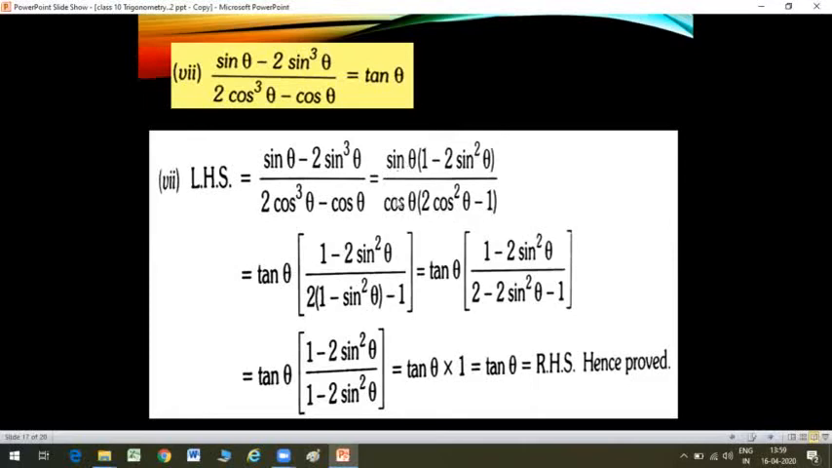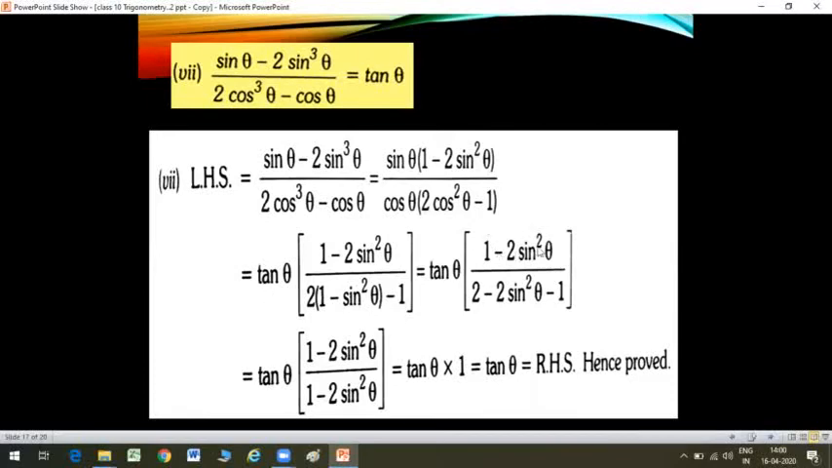Then sin theta by cos theta, this is equal to tan theta, and then in the bracket 1 minus 2 sin square theta in the numerator, and in the denominator 2 cos square theta. Cos square theta we are writing as 1 minus sin square theta. So 2 into 1 minus sin square theta minus 1. So this is equal to tan theta.